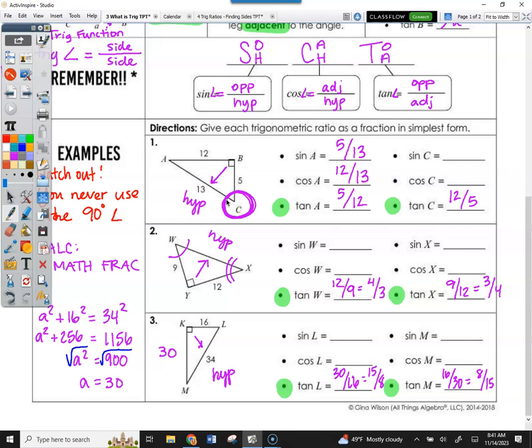All right, what'd you get for the ratio of sine C? 12 over 13. Opposite over hypotenuse, 12 over 13. What about cosine C? 5 over 13. Very good.